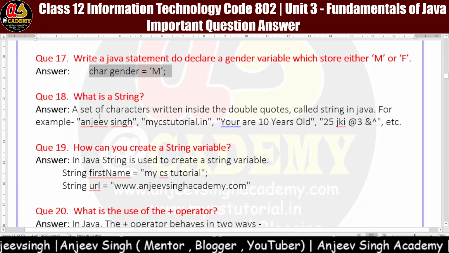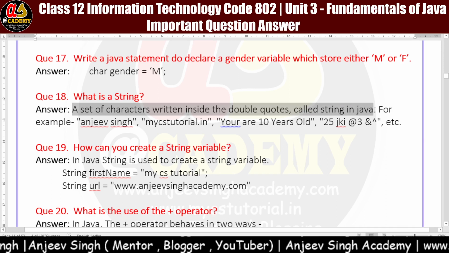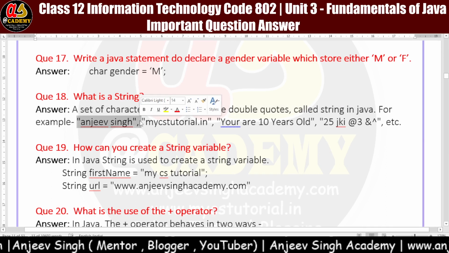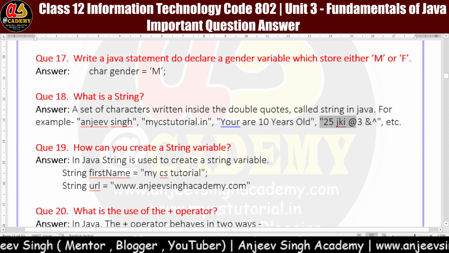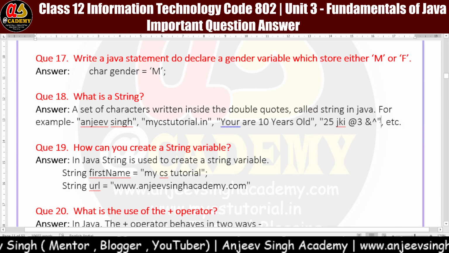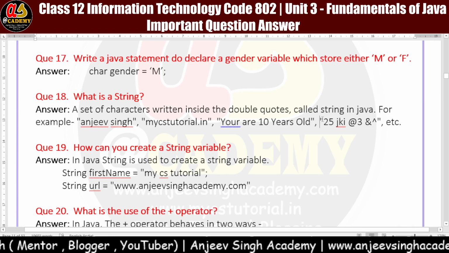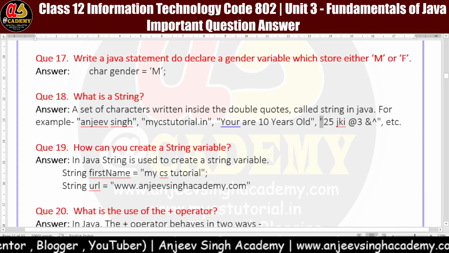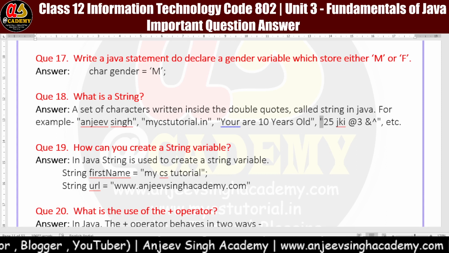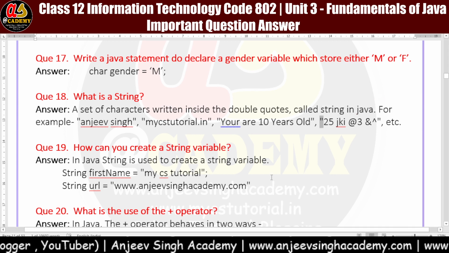What is a string? A set of characters written inside double quotes is called a string in Java. For example, Anjeev Singh, my CS tutorial, you are 10 years old. There are so many characters, but these are all written inside double quotes, sorry, not single quotes, only double quotes. If you write a character in single quotes, you can write only one character, but in double quotes, you can write any number of characters and any symbols. So that is called a string.